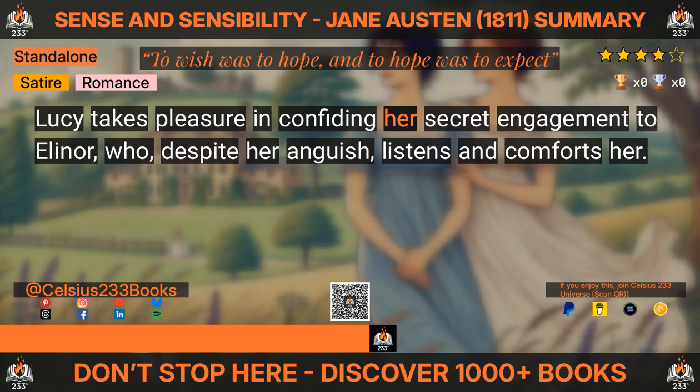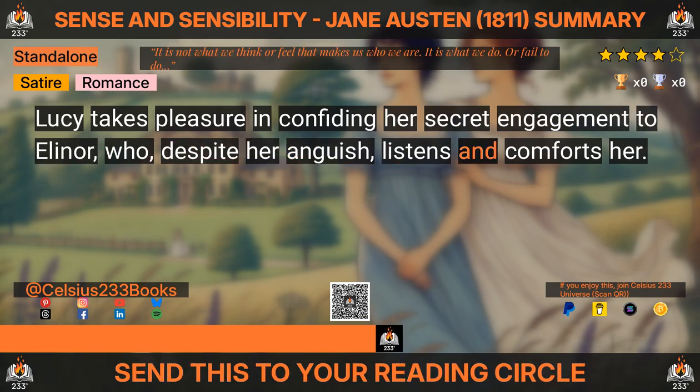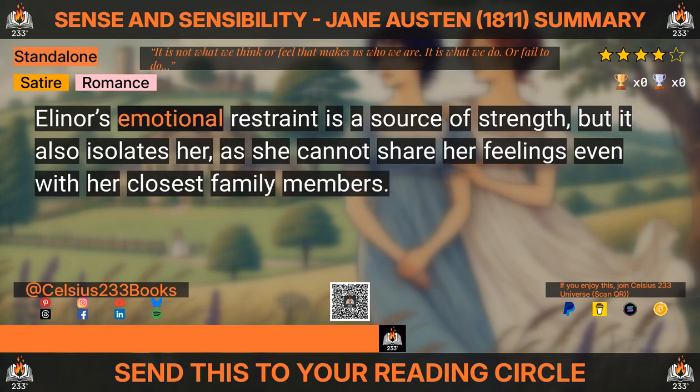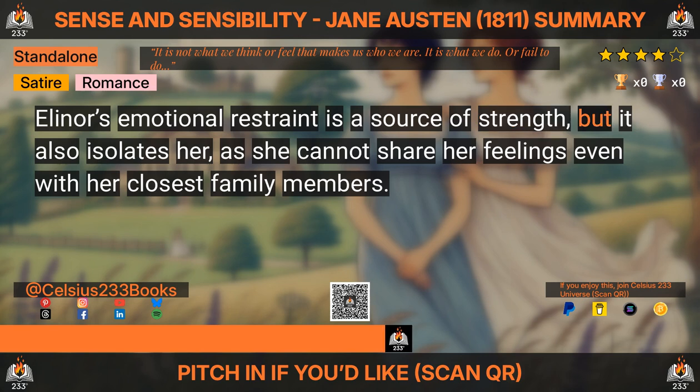Lucy takes pleasure in confiding her secret engagement to Elinor, who, despite her anguish, listens and comforts her. Elinor's emotional restraint is a source of strength, but it also isolates her, as she cannot share her feelings even with her closest family members.